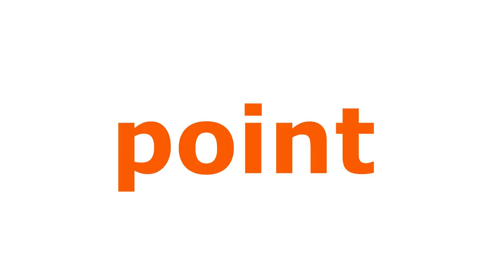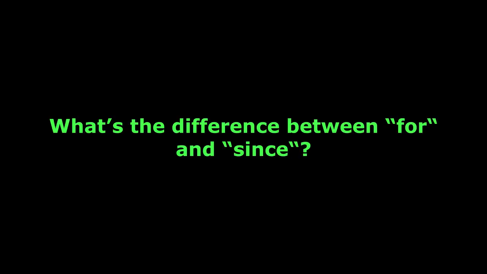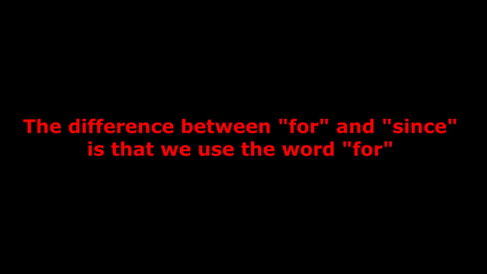Lesson 65. 4. Since. Period. Point. What's the difference between for and since? The difference between for and since is that we use the word for when we say a period of time, whereas we use the word since when we say the point at which the period began. Give me some examples of for. For half an hour, for 2 weeks.